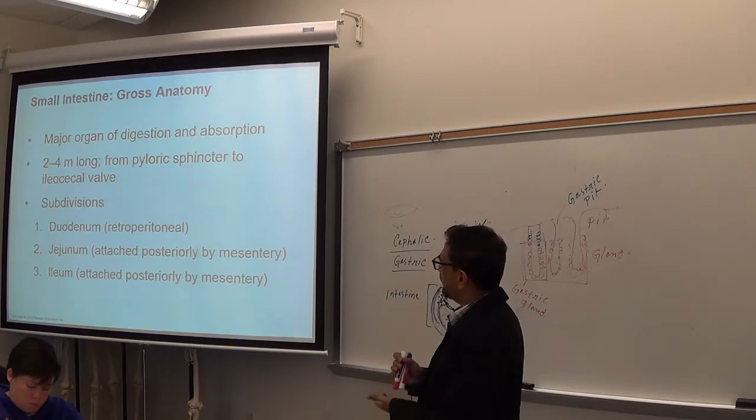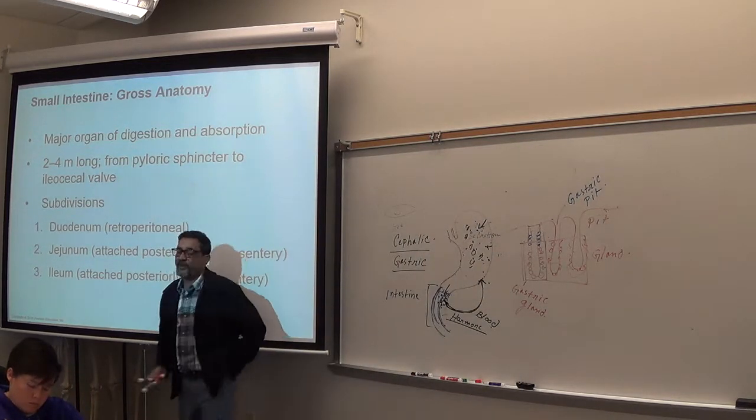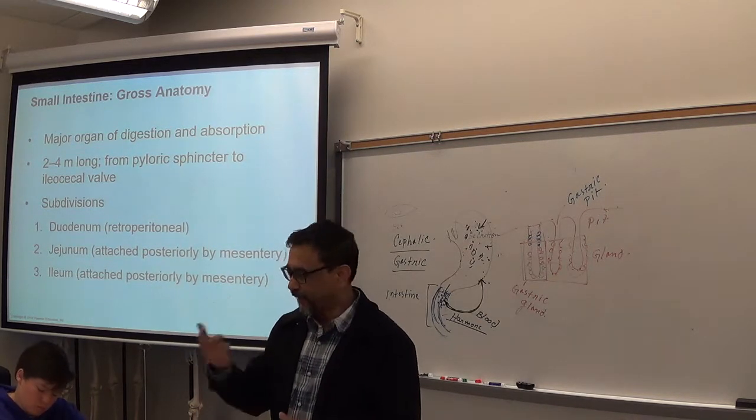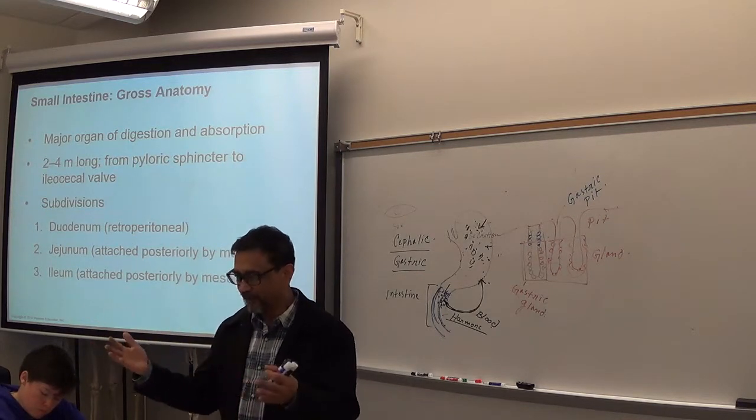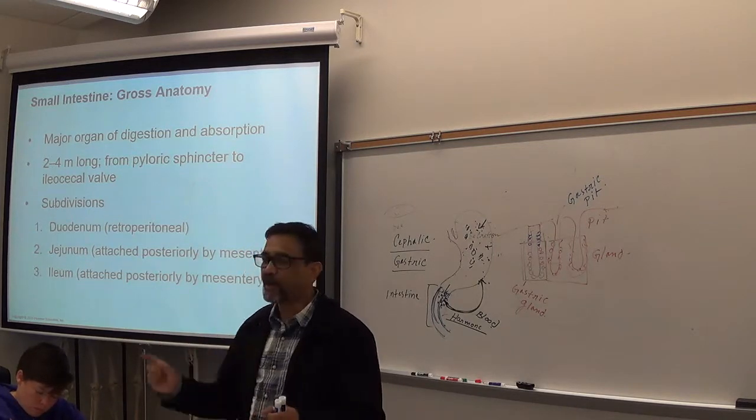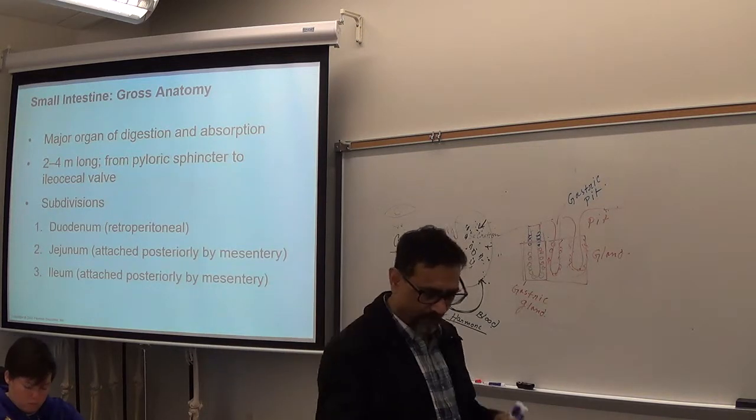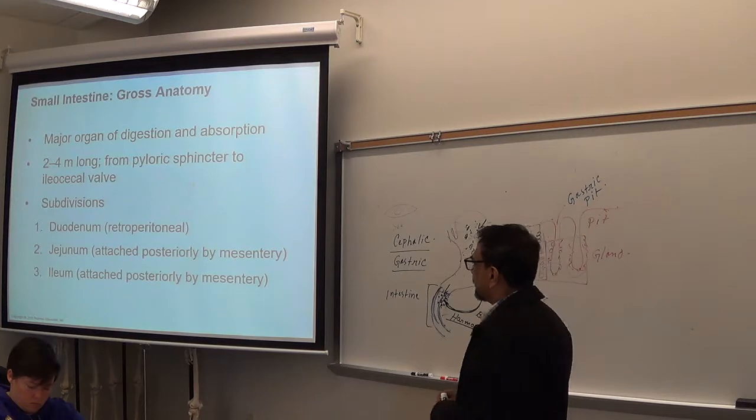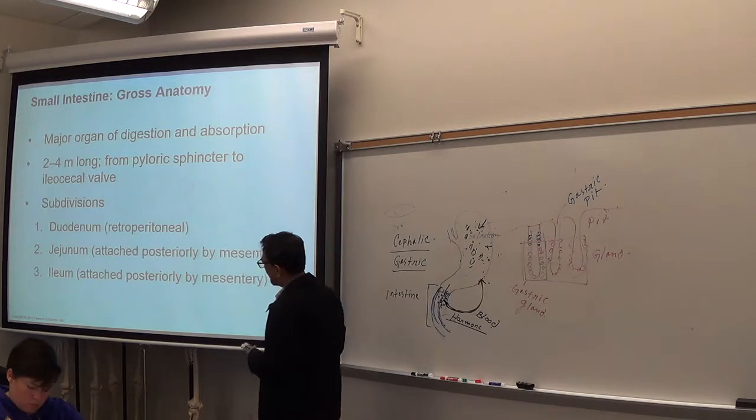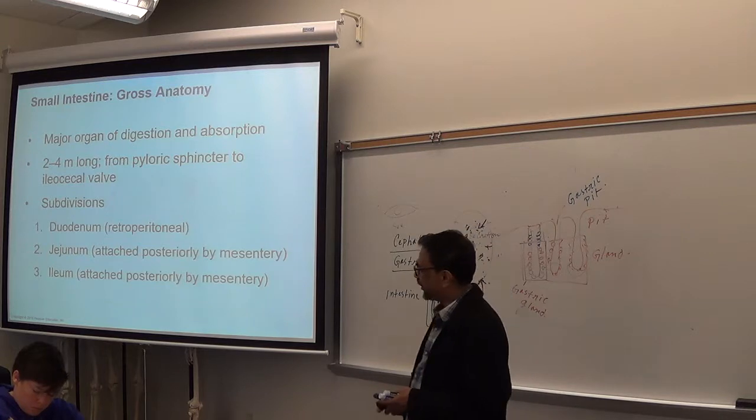Okay? And the duodenum is retroperitoneal. That means outside of the peritoneal cavity. Intraperitoneal means inside the peritoneal cavity. I mentioned that before, right? Retroperitoneal, there are a few structures like kidneys, duodenum, part of pancreas. Those are outside of the peritoneal cavity. So duodenum is one of them. Then jejunum and ileum. Those are intraperitoneal parts. Jejunum and ileum.